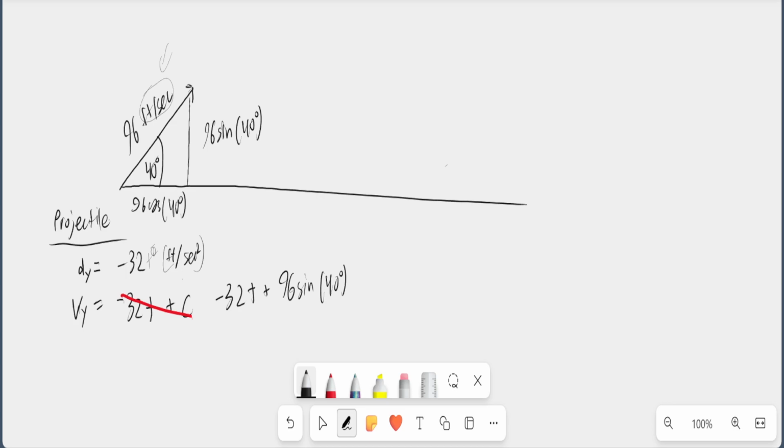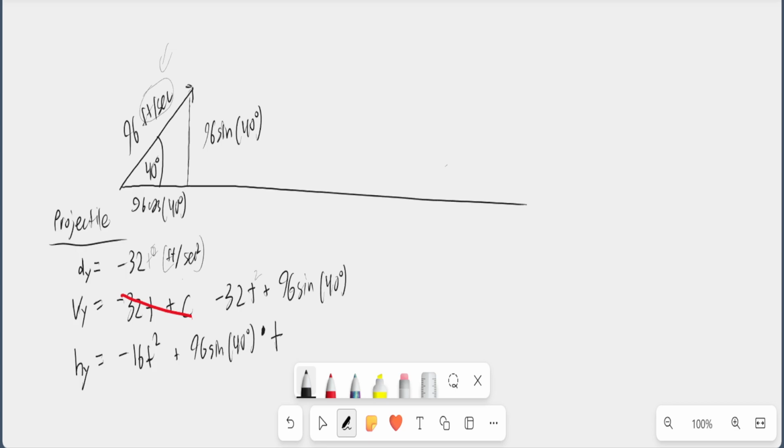So that's our velocity. And then what's our height in terms of y? Because we know that the derivative of height is velocity. So what's our height? Negative 16t squared plus 96 sine 40 degrees times t. Yeah, because here the t is 1, so we make the exponent 2, and then we divide by 2. We bring it up 1, divide by that number.